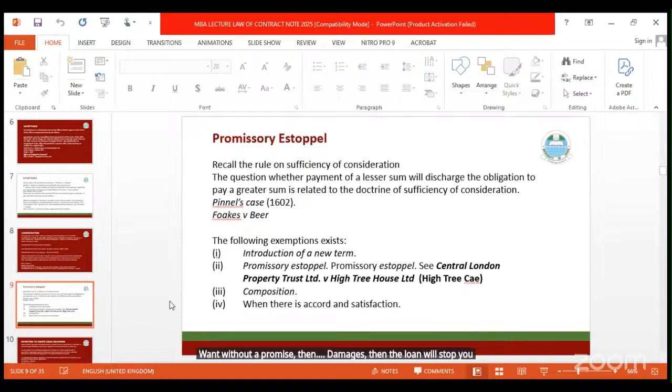Estoppel is when you are stopped. Promissory is from promise. You have made a promise, someone has relied on your promise, and the law will not allow you to withdraw that promise, because if you do that, it will affect the other party in the case.